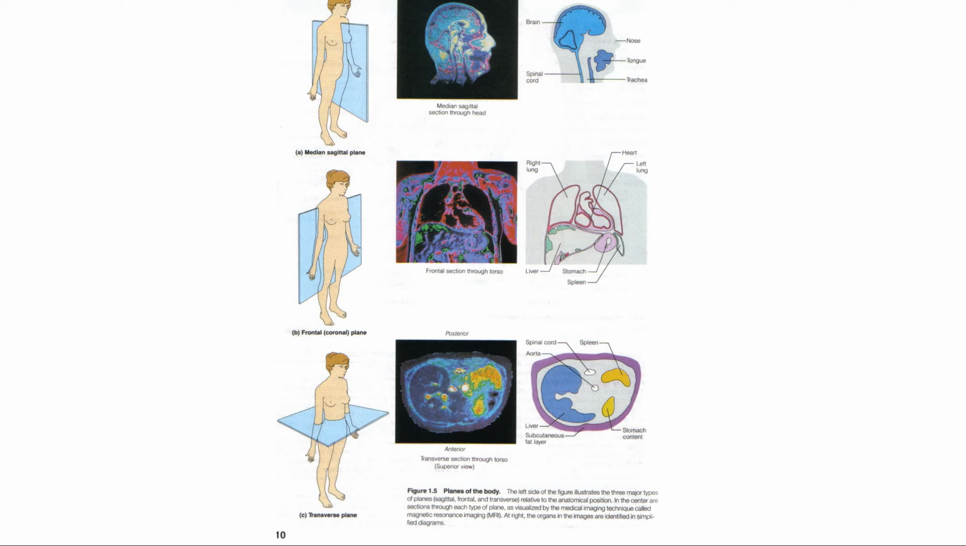In B, that is the frontal, also known as the coronal plane, so make sure you know the AKAs. That divides a person into equal front and back halves. And then the transverse plane in C divides the upper from the lower. Okay, so these are the different planes that we have.